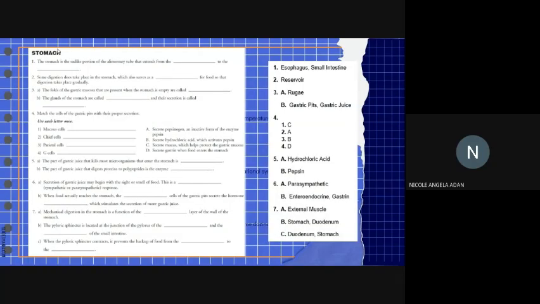Stomach. Number 1. The stomach is the sac-like portion of the alimentary tube that extends from the esophagus to the small intestine.